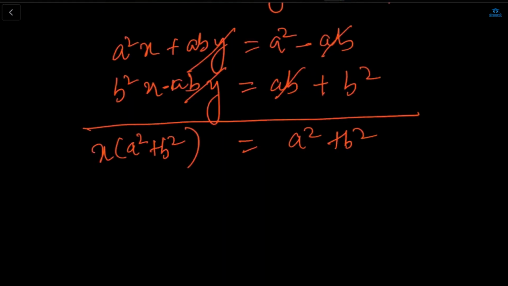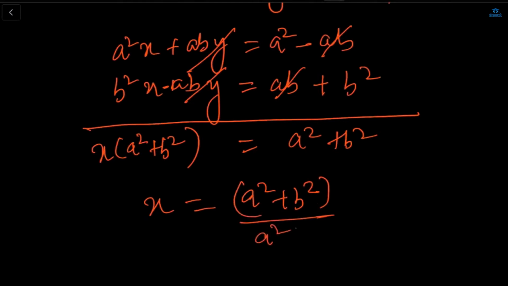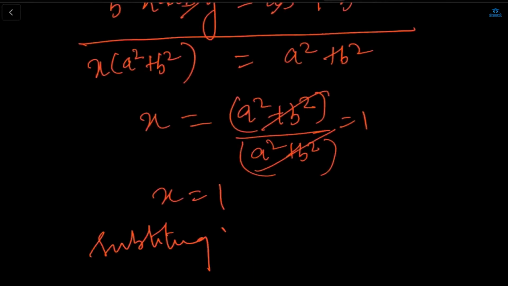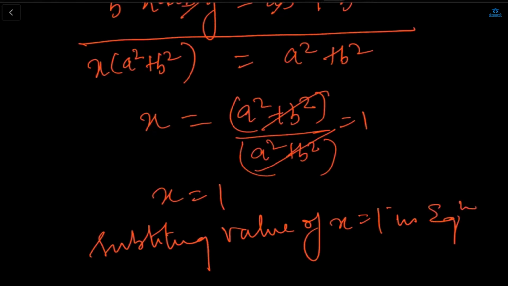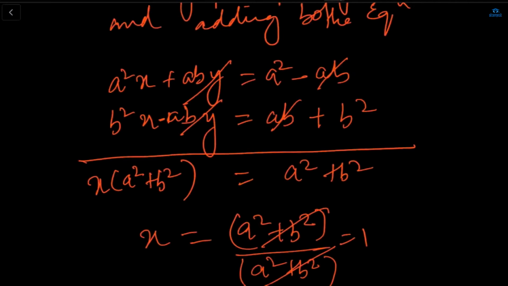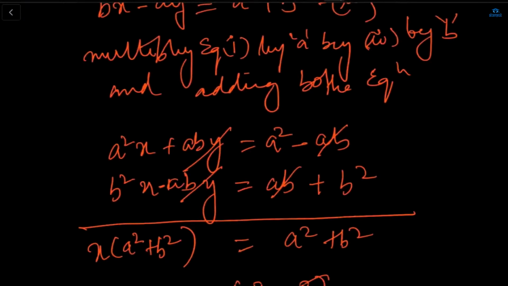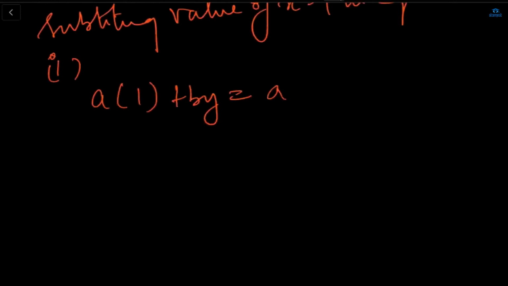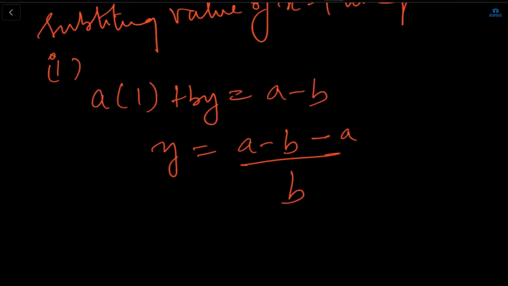Now if you solve for x, you will get a square plus b square upon a square plus b square, and this will be cancelled. You'll get 1. X is equal to 1. Now substituting the value of x is equal to 1, you can substitute in any of the equations. In equation 1, a times 1 plus by is equal to a minus b, so y will be equal to a minus b minus a upon b. The a will be cancelled, so y is equal to minus b upon b, which is equal to minus 1.